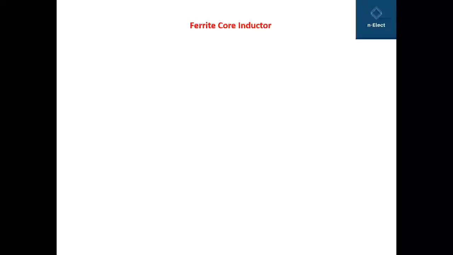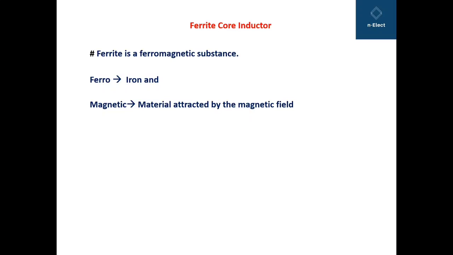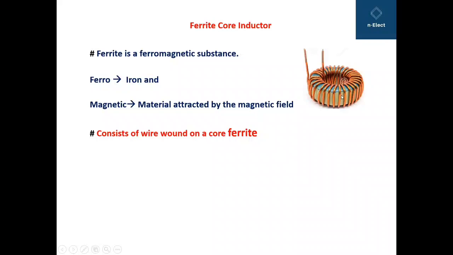The next category of the inductor is the ferrite core inductor. Now ferrite is a ferromagnetic substance. Ferromagnetic means here ferro stands for iron and magnetic means a material which is attracted by a magnetic field. It consists of wire wound on a ferrite core. So you can see in the picture, the material shown inside the coil is a ferrite material.